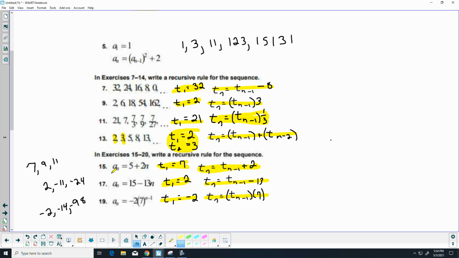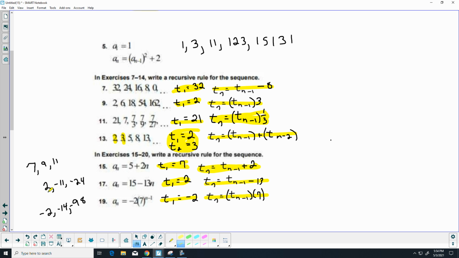On 15 through 17, they're giving me the recursive. Oh, I need to write a recursive. They're giving me the explicit, I'm sorry. So what I did was I plugged 1 in to get my starting point. 5 plus 2 times 1, and I got 7. And I went ahead and I figured out the rest of the pattern, plugged 2 in, then I plugged 3 in. Looks like I'm adding 2 each time, so I'm taking the previous term and adding 2.